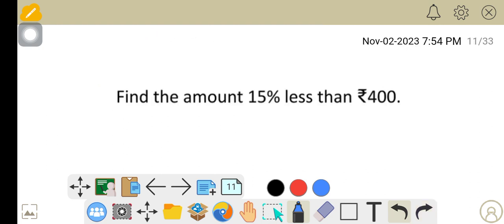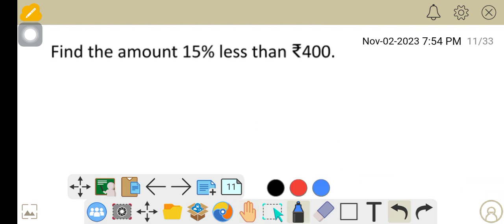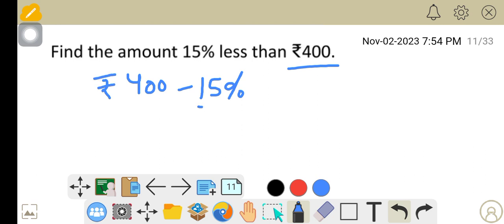Find the amount 15% less than 400. 15% less than 400. So it is clear that we need to subtract something from 400. So this statement can be written as 400 minus 15%. Now the question is, 400 is rupees and 15% is just a fractional value. It is a part of something.